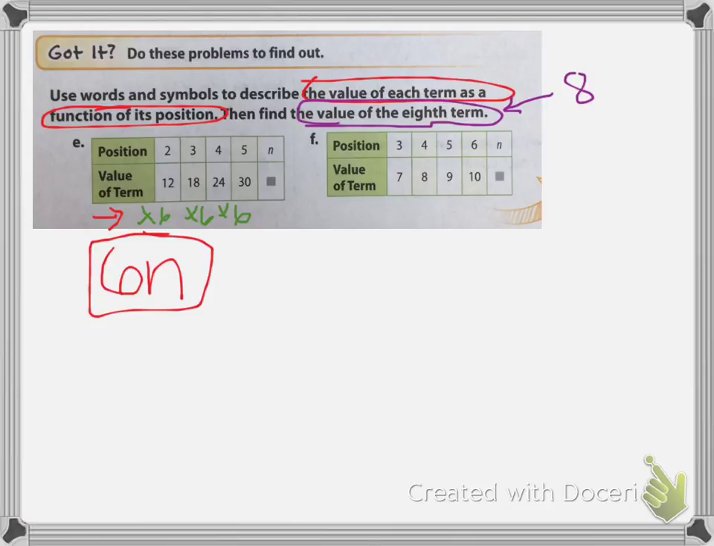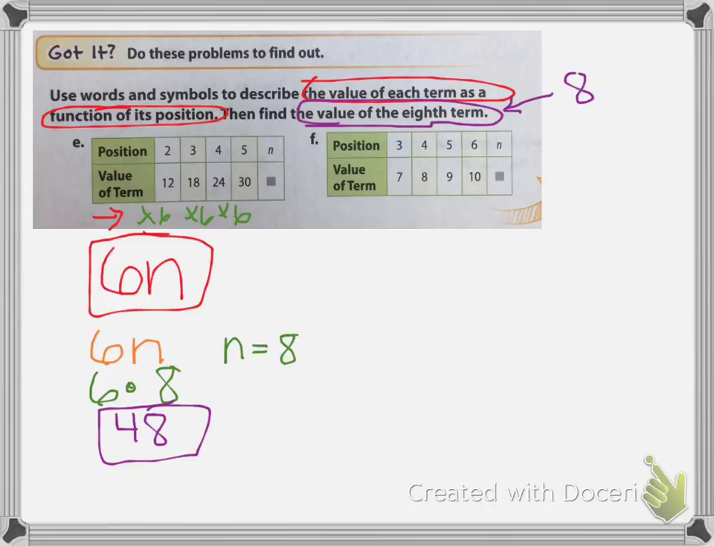So now they're asking you, it says then find the value of the 8th term. So that means we're going to take that function. So we'll write 6n again. Please do write that again. And then we're going to go, okay, 6 times 8, because we're saying that n is equal to 8. So then 6 times 8 is going to give you 48. So my two answers are 6n and 48.